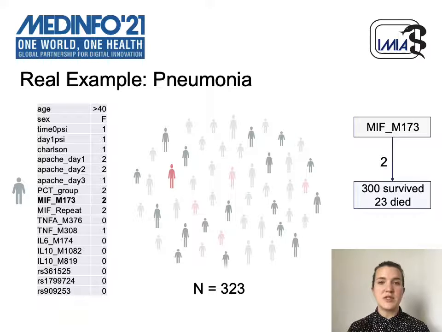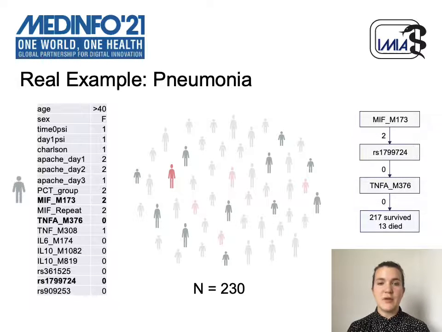The algorithm proceeds to attempt to add additional features and further narrow the subset of the training data population to see whether higher scoring models can be produced, and the algorithm terminates when no additional feature additions can improve the score. The final model we see for this patient of interest contains 3 features, 2 inflammatory markers and 1 genomic marker, and corresponds to 230 patients from the training data set, 217 of whom survived and 13 of whom died.